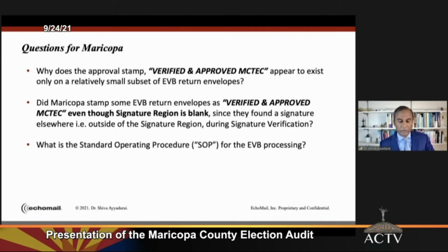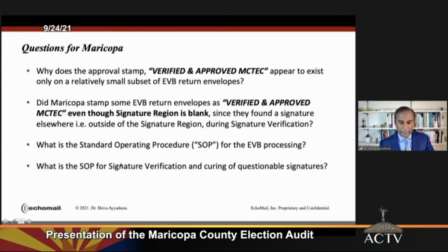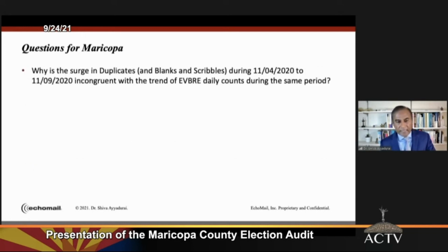Finally, all of this leads to a very important set of things from an engineering standpoint. What is the standard operating procedure? We call it an SOP for the EVB processing. In any engineering system, you have the SOPs, because again, we're relying on this very, very important process of the signature and its verification. What is the SOP for the signature verification? And what is the SOP for curing of questionable signatures? And finally, what is the chain of custody? Talk a little bit more about that. And the last set of questions is, why was there a sudden surge of duplicates during 11/04 to 11/09, which is incongruent with the trend we were seeing with the early voting ballot return envelope counts?